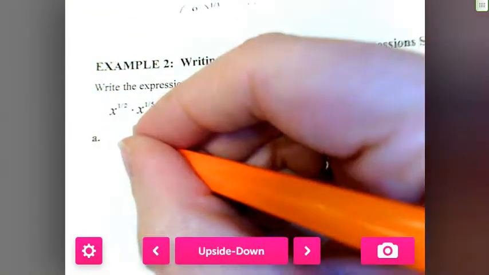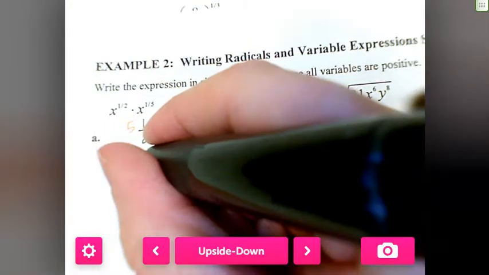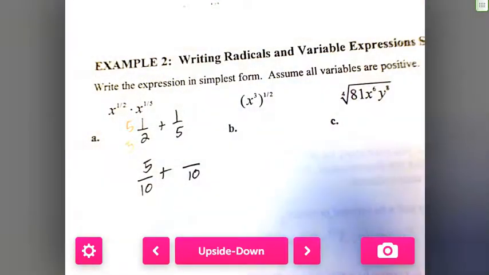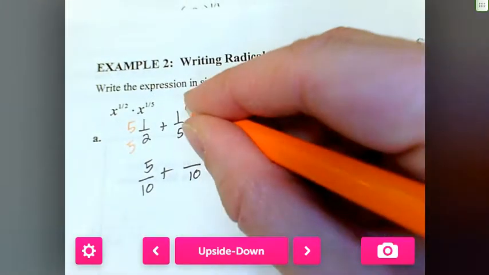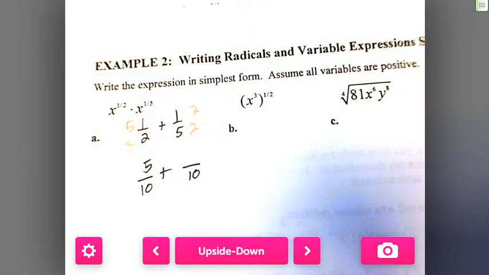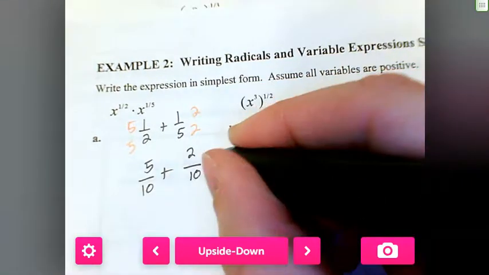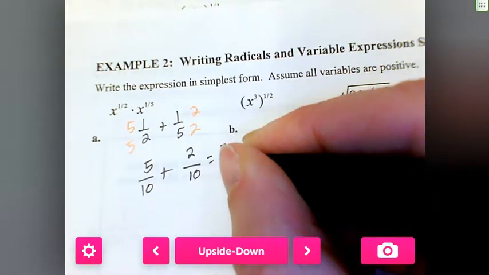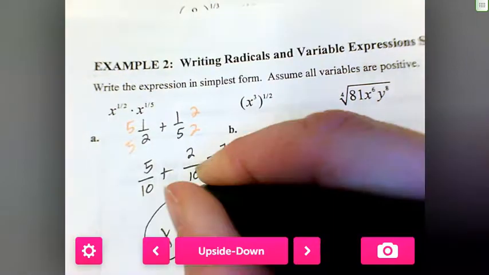So I'm going to multiply the top and bottom of this first one by 5. Gives me 5 over 10. 5 times what gives me 10? 2. So if we multiply the top and bottom by 2, we get 2 tenths. What's 5 tenths plus 2 tenths? 7 tenths. Don't leave it like that. Put that x to the 7 tenths. And then I'm all done.